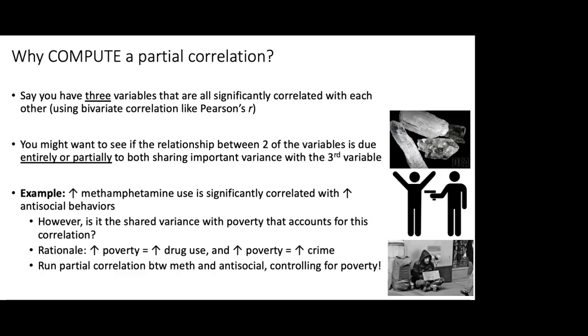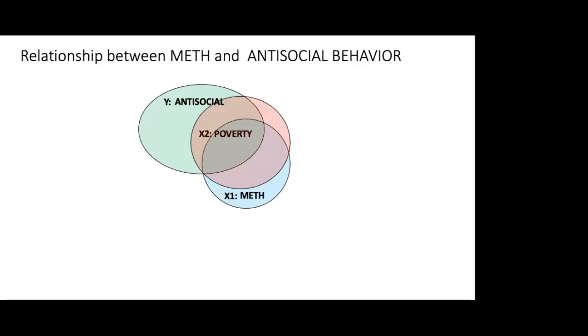So we run the partial correlation between drug use and antisocial behavior while we're controlling for poverty. What we are doing is we predict drug use from poverty. We predict antisocial behaviors from poverty. And then we are taking residuals. So then we have the portion of variability in drug use and the portion of variability in antisocial behaviors that is not related to poverty. And then we see if these two unique portions of variance are still significantly correlated with each other. So is there a unique relationship between the two that is unrelated to poverty levels? That's the question that we're asking.